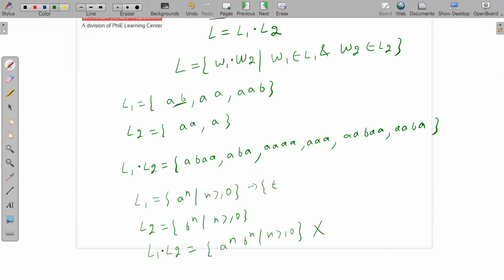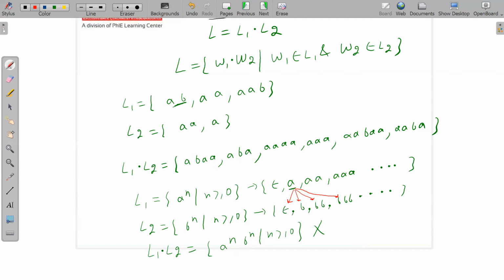This language will be in expanded form. I can write null, A, double A, triple A, and so on. And for B power N, I can write null, B, double B, triple B, and so on. So just pick one string. I pick, say, A, and I will concat it with all the strings. A concat with null will be A, A concat with B will be AB, then A double B, then A triple B, and so on. Obviously this is wrong. This is saying equal A's followed by equal B's. No, I am not getting equal A's followed by equal B's. I am getting any number of A's followed by any number of B's.